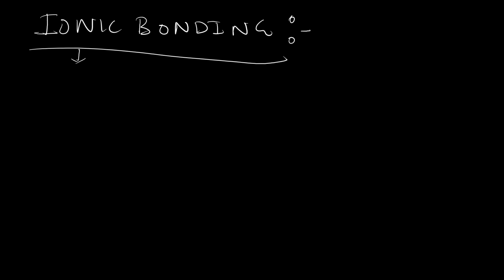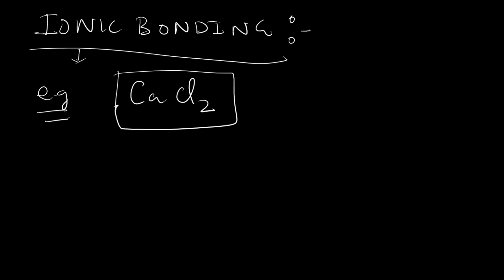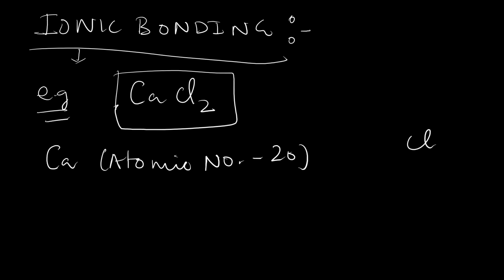So example is calcium chloride. For example, calcium chloride. So how will we show bonding between calcium and chloride here? First of all, we should know what is the atomic number of calcium, which is a metal. So it's 20. Whereas chlorine, which is a non-metal, its atomic number is 17.